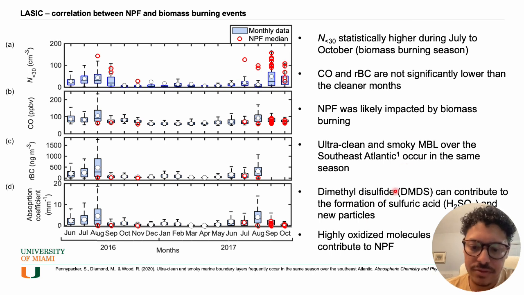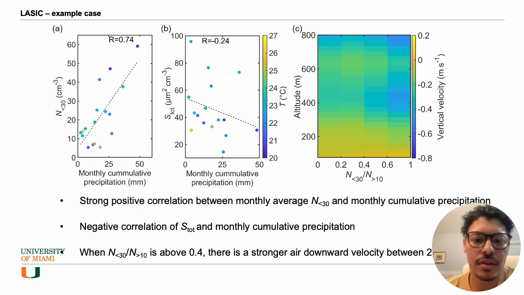Dimethyl disulfide was found in the biomass burning plumes, and it was found to contribute to the formation of sulfuric acid, and also, in collaboration with highly oxidized molecules, it can contribute to new particle formation. The reduction of pre-existing aerosol due to precipitation can promote new particle formation, which is demonstrated in this figure.